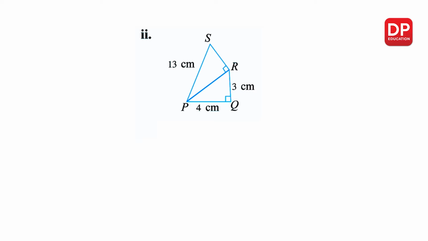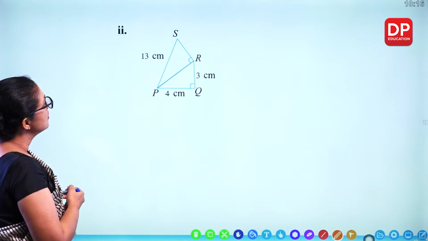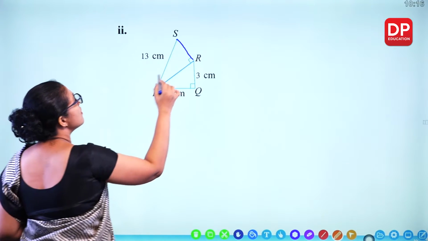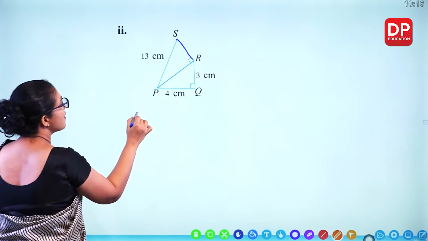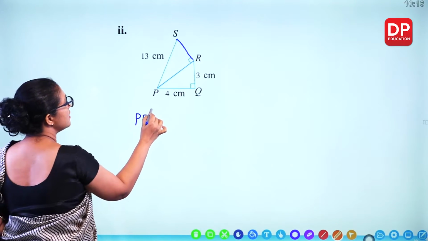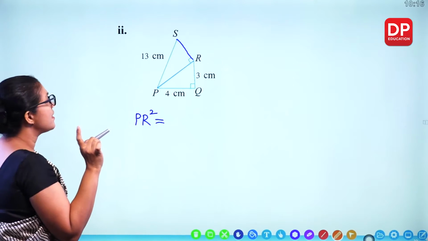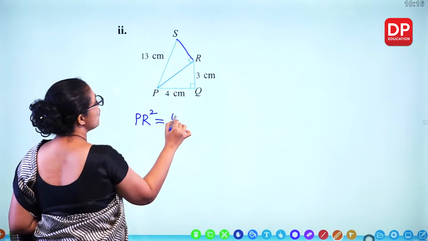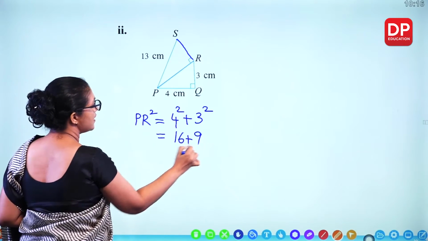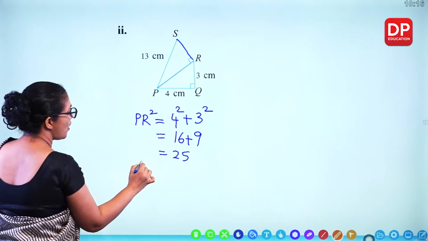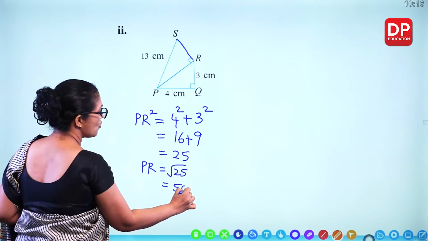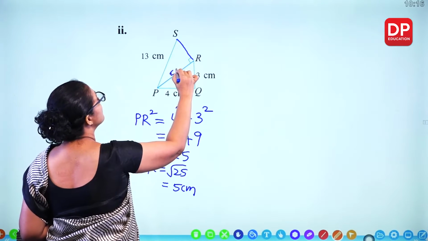This one, you need to find the perimeter. So we need to find this length. But first we need to find PR. PR is the hypotenuse for the PQR triangle. So according to Pythagoras theorem, PR squared is 4 squared plus 3 squared. So 16 plus 9, you get 25. Square root of 25, you get 5 centimeters. So PR we found is 5.